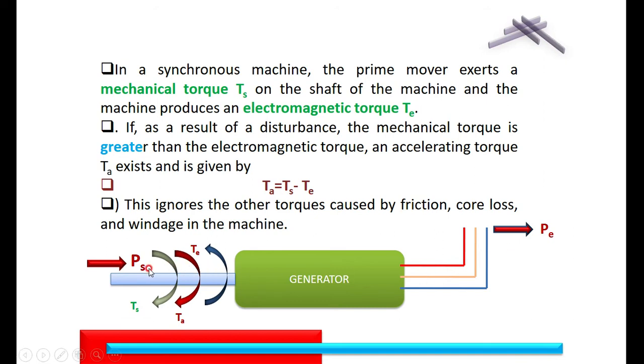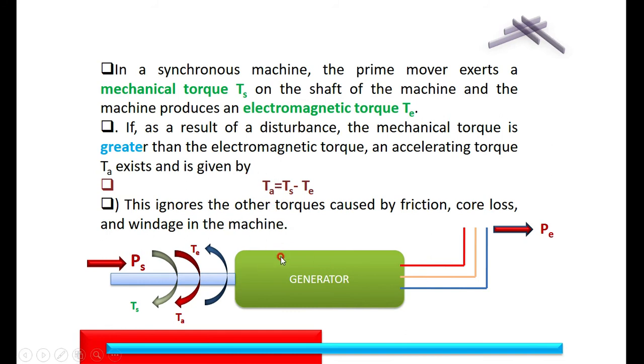Suppose we express the same situation in terms of torque. TS is the shaft torque, which is the input to the generator, whereas TE is the electromechanical torque output. If the shaft torque TS, which is the input, is greater than TE, the electromechanical output, which is less as compared to TS, then there is an acceleration. Therefore, that is what we call the acceleration torque.